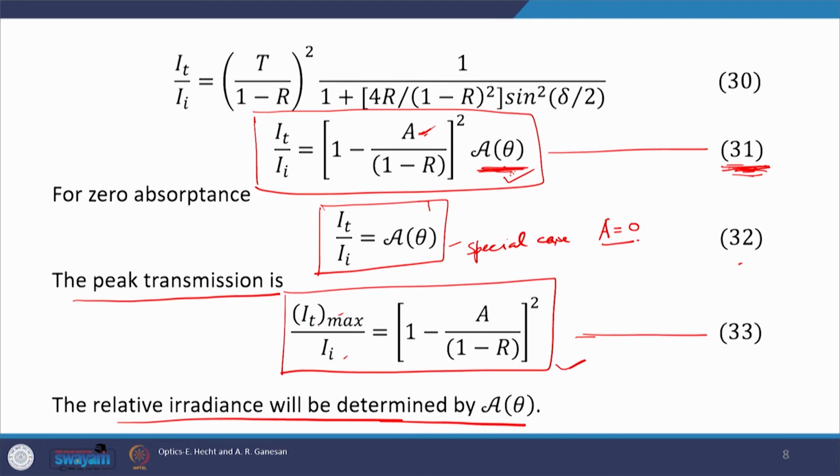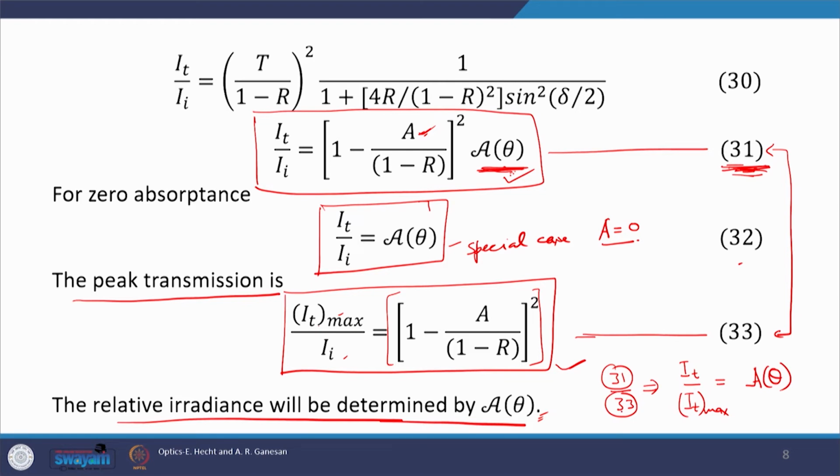Normalize all the irradiances with I_t max, and if you do this, this factor will go away from the expression and you will get italic A theta. Using equation number 31 and 33, the relative irradiance I_t upon I_t max, which is nothing but the relative transmitted irradiance, is equal to italic A theta, the Airy function. The relative irradiance will be determined by italic A theta, the Airy function.